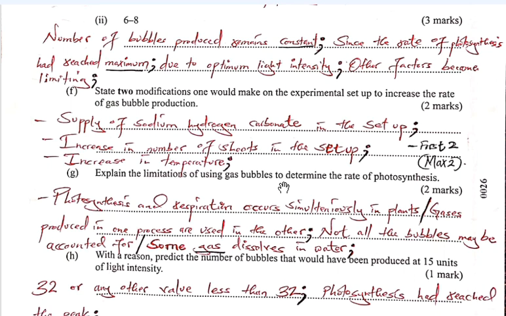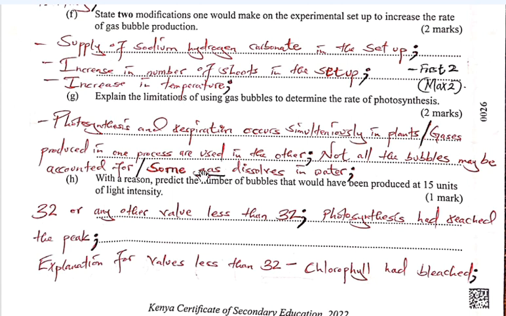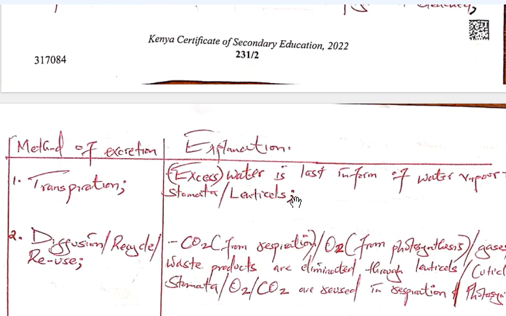Then with the reason, predict the number of bubbles that will have been produced at 15 units of light intensity, that is 32, or any other value than 32, because photosynthesis had reached the peak. For values less than 32, you can explain as chlorophyll had been bleached.